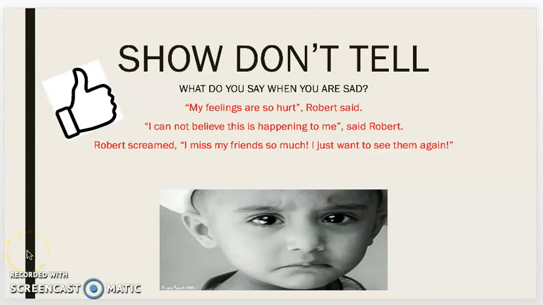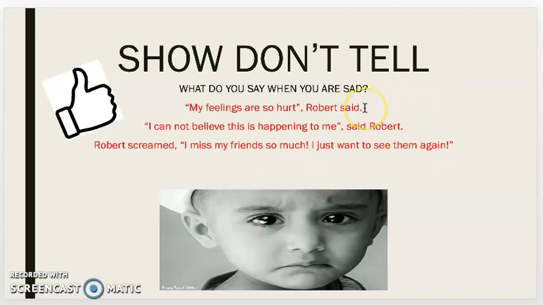Another way we can show, not tell our readers, we can ask ourselves, what do you say when you are sad? We can say, my feelings are so hurt, Robert said. We can also say, I cannot believe this is happening to me, said Robert. Or we can write, Robert screamed, I miss my friends so much. I just want to see them again.